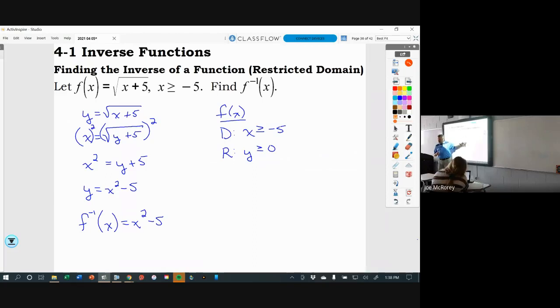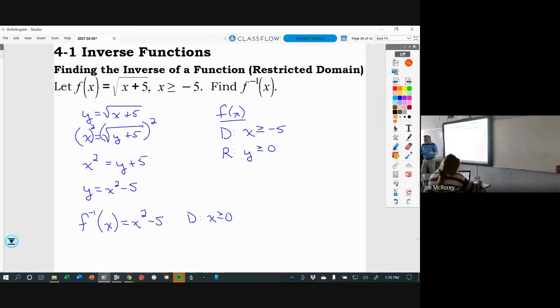So the domain would be y is greater than or equal to negative... It can't be y, because domain's not y, domain's x. So what is the domain of this function? x has to be greater than or equal to 0. What's greater than or equal to 0? x. x is greater than or equal to 0. Okay?